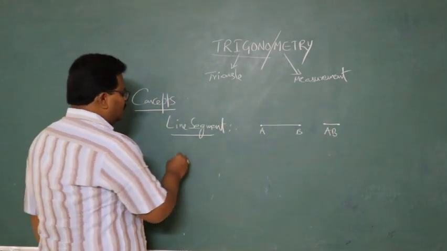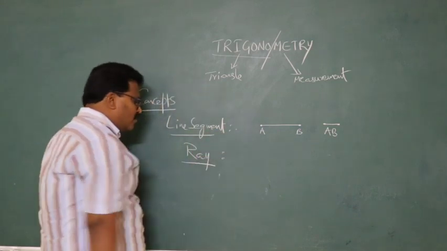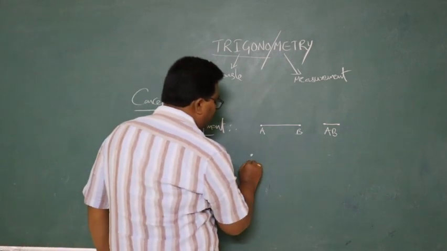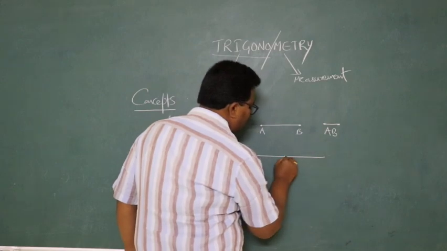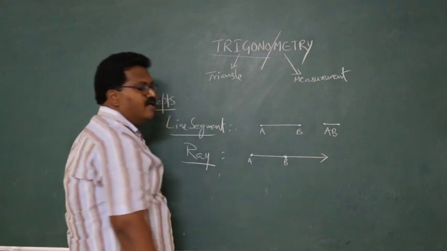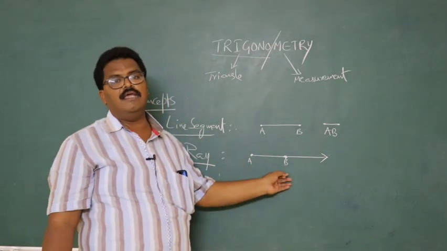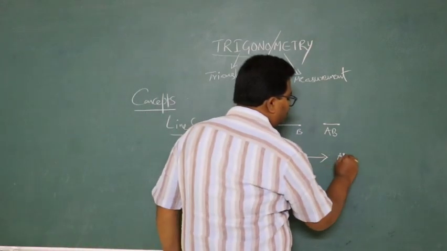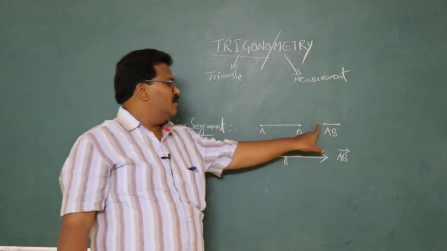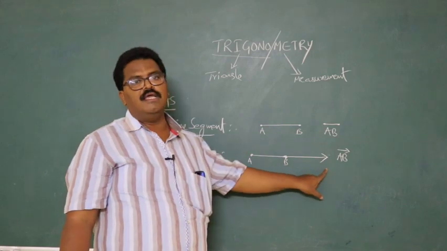The next one is ray. What is the definition of ray? If you extend this line segment to infinite length, like this, it is called a ray. We denote this by an arrow like this. So, with 2 end points, this is called the line segment, and this is called the ray.